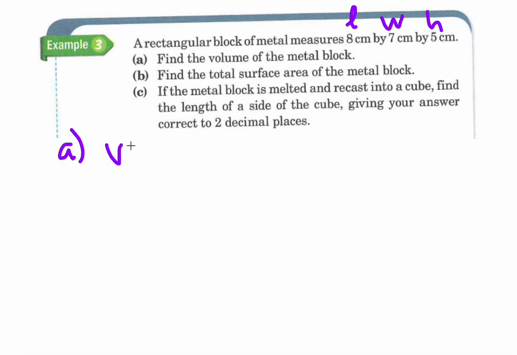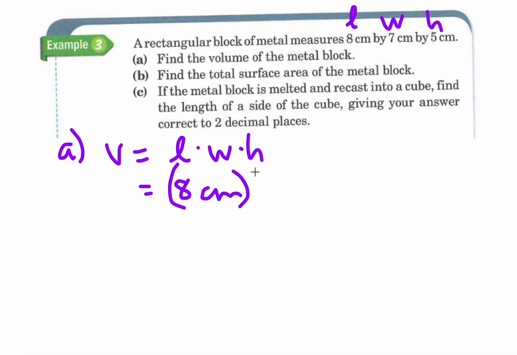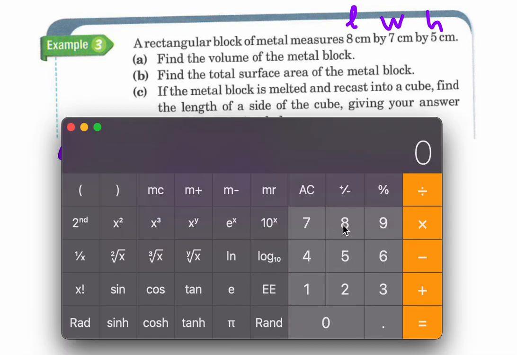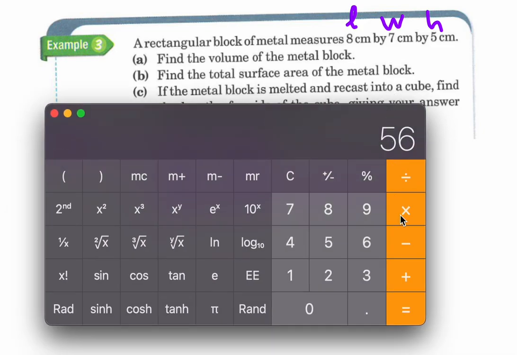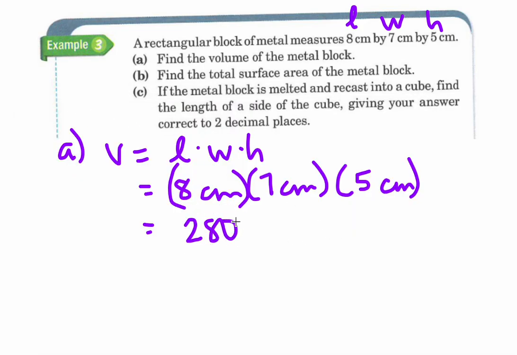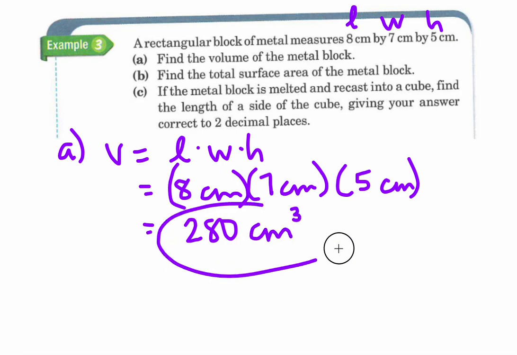Okay, let's try A, find the volume. Remember, volume is multiplying the length times width and height. Here, they're all different numbers, 8 centimeters times 7 centimeters times 5 centimeters. Multiply those together. 8 times 7 is 56. And then we have to multiply by another 5. So that's 280. 280 centimeters cubed. That's our volume.